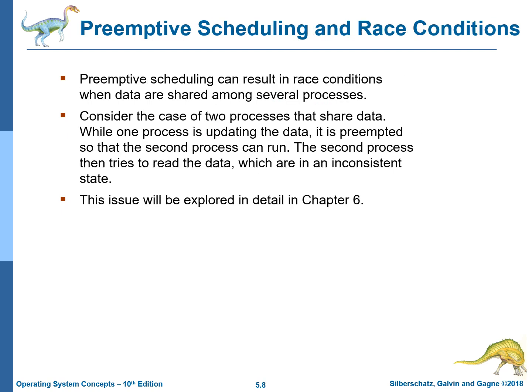Preemptive scheduling and race conditions. Preemptive scheduling can result in race conditions when data are shared among several processes. Consider the case of two processes that share data. When one process is updating the data, it is preempted so that the second process can run. The second process then tries to read the data, which are in an inconsistent state. This issue will be explored in detail in Chapter 6.